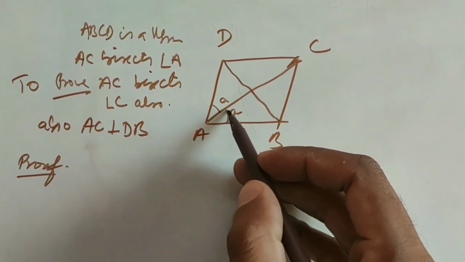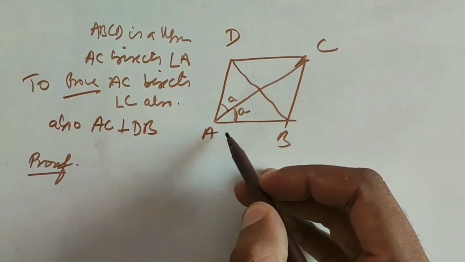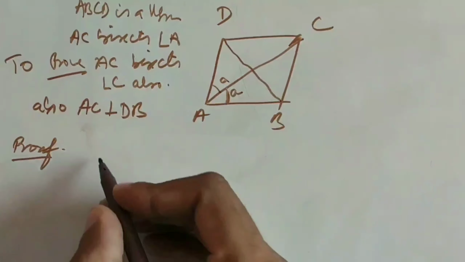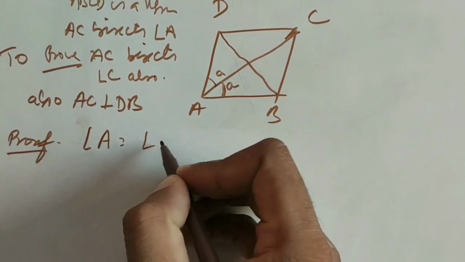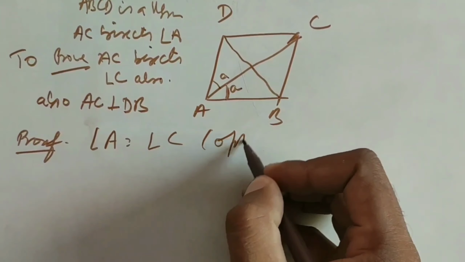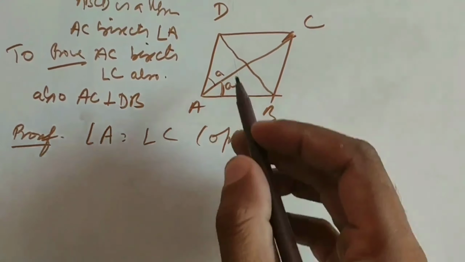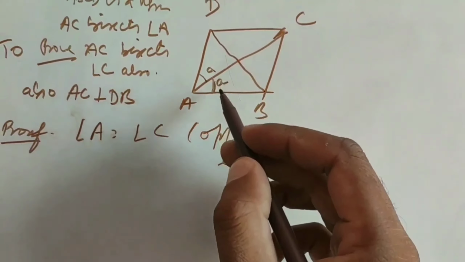Now we know that this part is A. So the first thing is angle A will be equal to angle C, because opposite angles of a parallelogram are equal. Opposite angles of a parallelogram are equal. So this is bisected. So this is A and A.